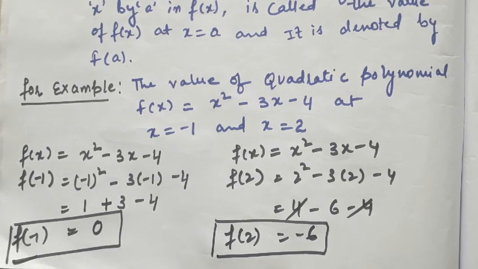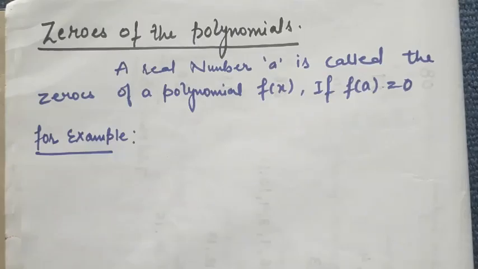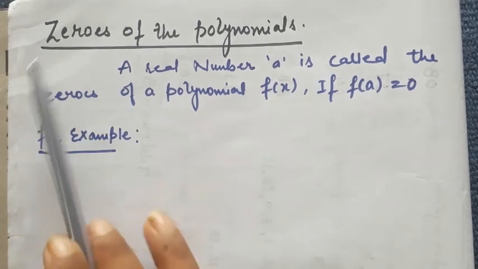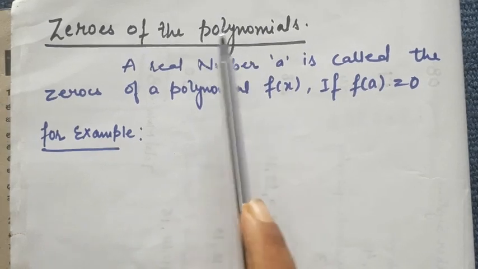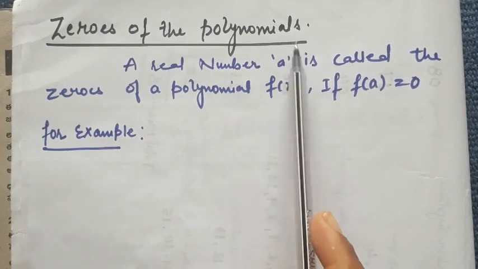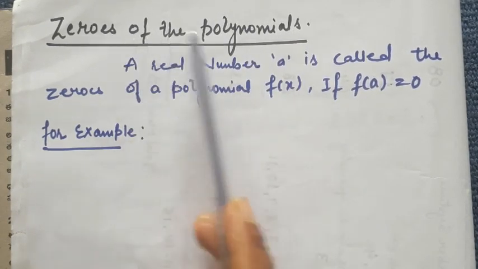Now we can move towards zeros of the polynomial. What is the meaning of zeros? Why did I write zeros of the polynomial? Because a polynomial can have more than one zero. First of all, try to understand what is a zero of the polynomial.